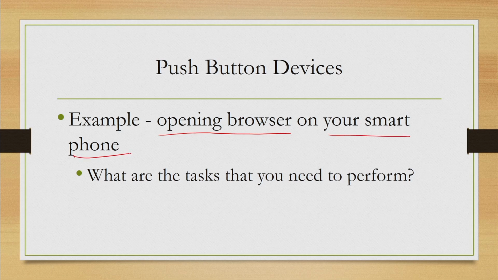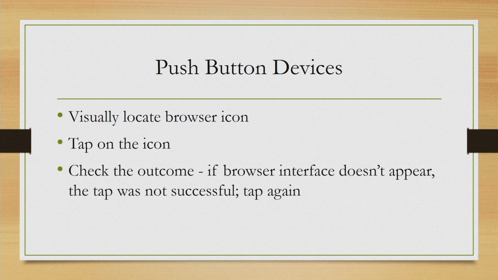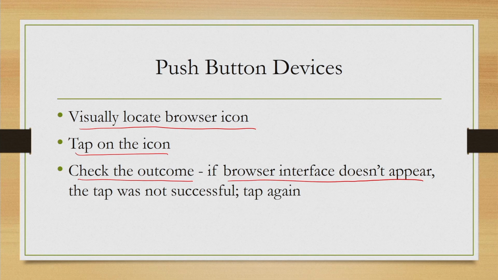Now, in order to do that, what are the tasks that you need to perform? Of course, at a very broad or macro level, what you need to do is visually locate the browser icon, then tap on the icon to select it, and finally check the outcome. If the browser interface appears, then you have done the task successfully, otherwise you tap again. So, these are the 3 macro level tasks that are involved in opening a web browser on your phone.